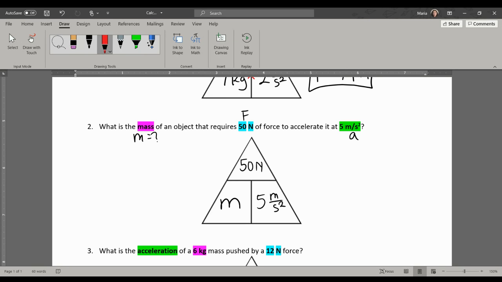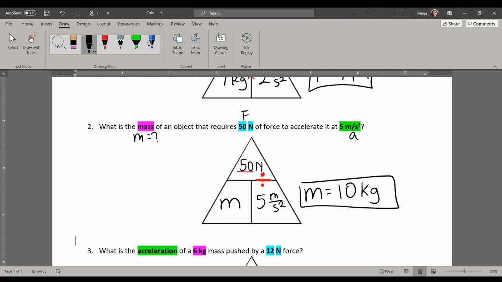Now this one is a little bit different. When my numbers are on the top and the bottom, I always have to divide, just like a fraction. So if I want to solve for mass, I take my 50 newtons, divide that by 5 meters per second squared. And I get my mass is equal to 10. Remember, our units for mass are always in kilograms. You don't need to know how newtons divided by meters per second squared gets us to kilograms. Just remember that mass is always measured in kilograms.